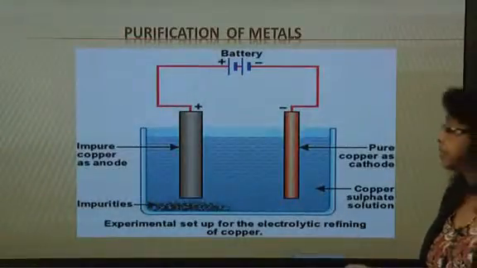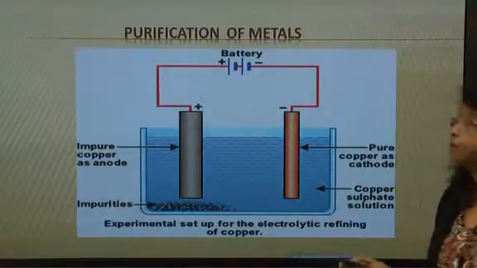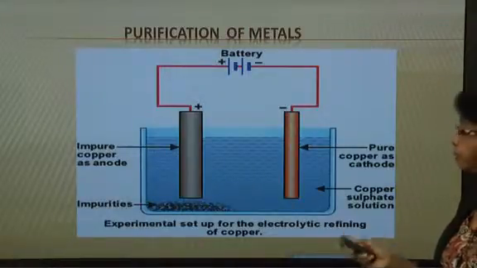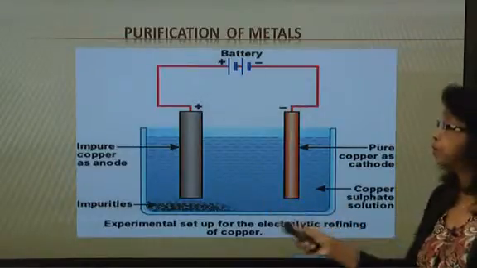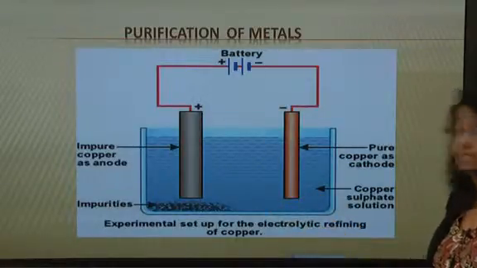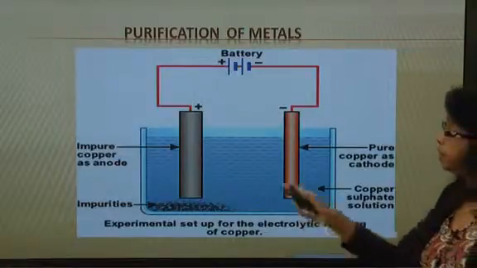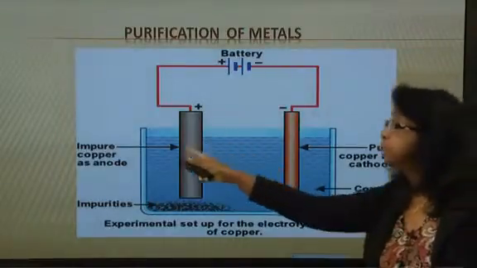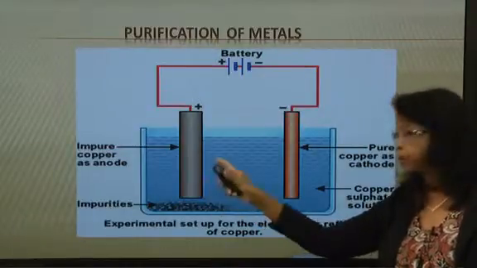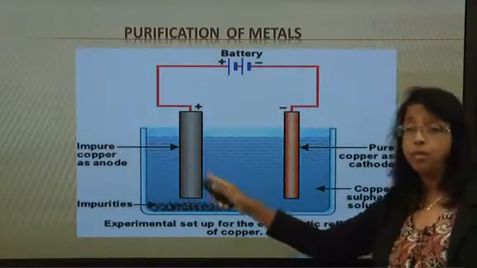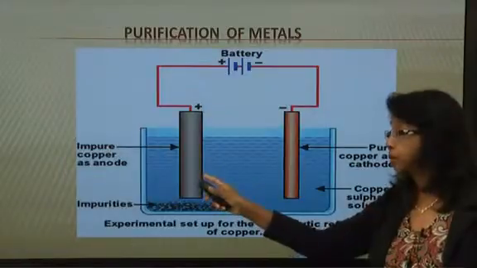Let's look at the diagram for the purification of metals, copper namely. Just now I was mentioning to you the requirements, and this diagram explains it all. You have at the anode the impure copper. It serves as the anode, okay? This is very important that you remember: always the impure metal serves as the anode.